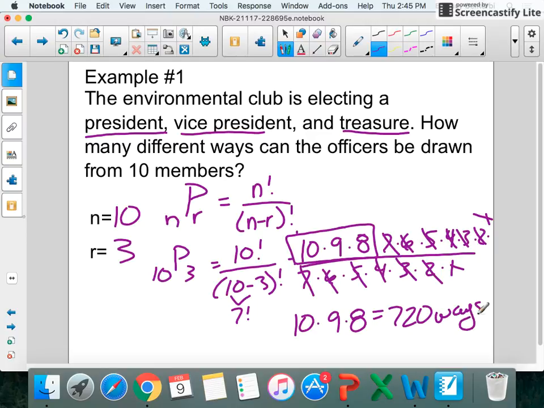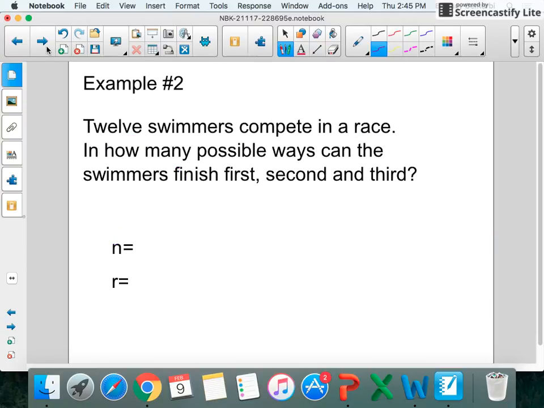So first you have to choose if it's order matters or doesn't matter. Then you plug in your numbers, and then you just simply solve and cross out what cancels out.